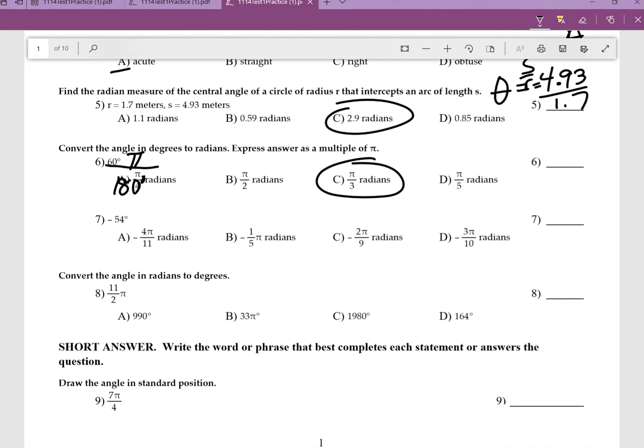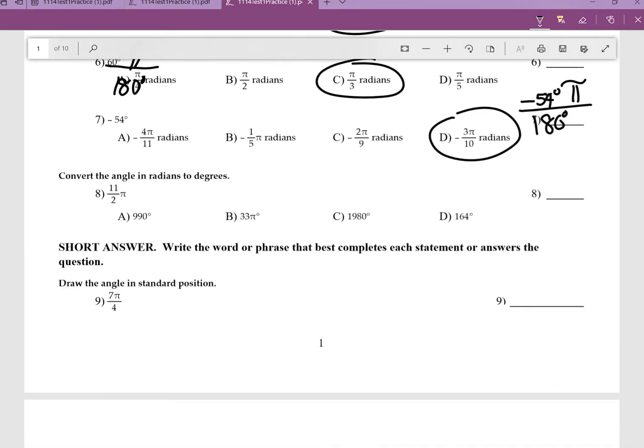Number 7, you have negative 54 degrees. So you're basically going to take negative 54 degrees, and remember the 180 goes below it because that's the degree, and the pi on top. In that case, pi over 180. When that reduces, you'll end up with this as a value.